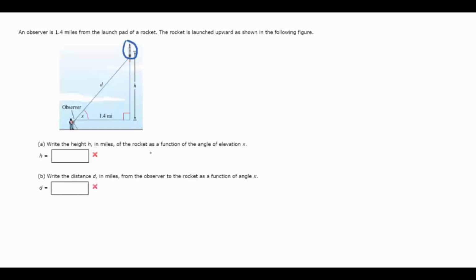So anytime you're asked to write a variable h as a function of another variable x, it means we want to write h as a formula in terms of x. H is some function of x. So if I look at what I'm given in the triangle, I know the angle is x, and h is the opposite side, and I know the adjacent side is 1.4 miles. So I think I can use a trig function to relate these three items.